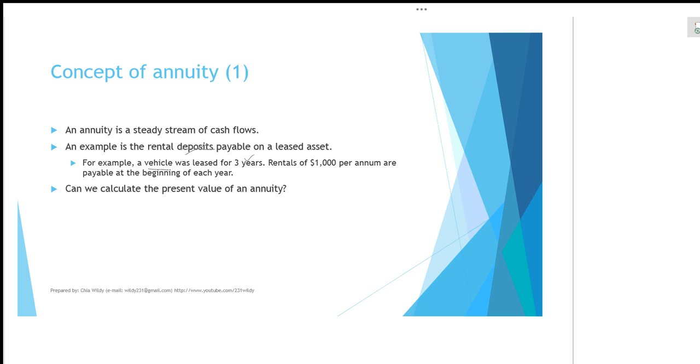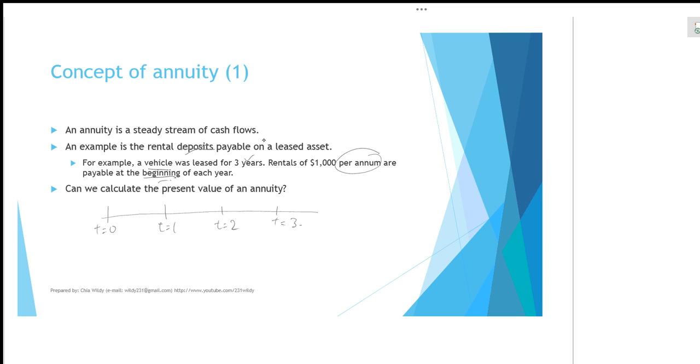The rentals of 1,000 per annum are payable at the beginning of each year. Now, how much would the present value of the annuity be? This annuity is spanning over a period of 3 years. So it goes like this, from now, T0 to T1, T2, T3.